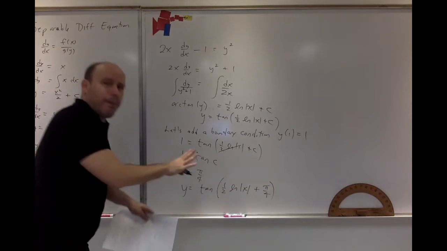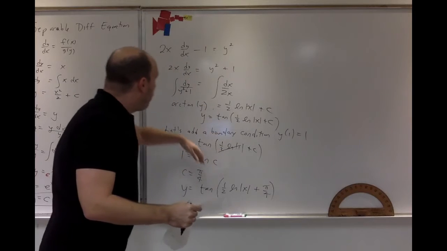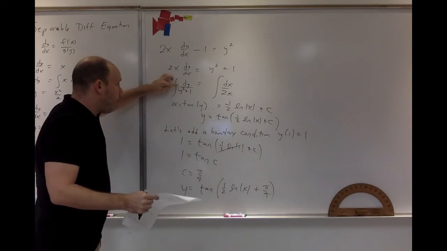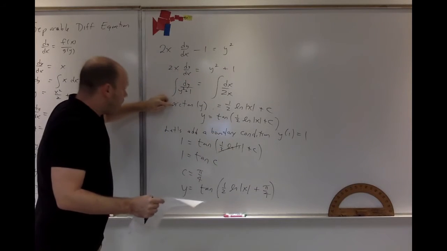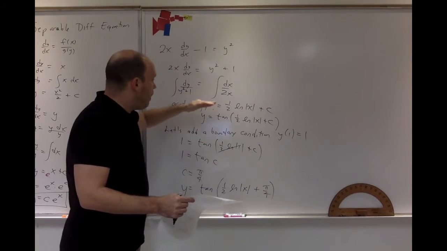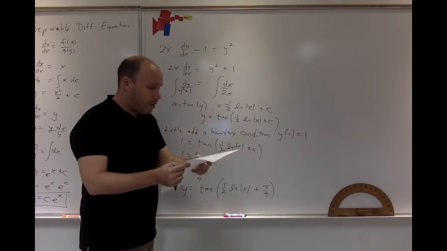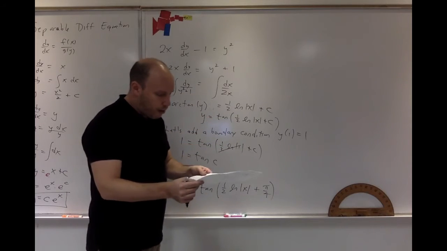Don't get freaked out by this. It's just, go through the flow. Remember that the integral of 1 over y squared plus 1 is the arctan of y. The integral of 1 over x is ln of x. Follow through, solve for y, and then look for the boundary condition. Okay, let's try another one.